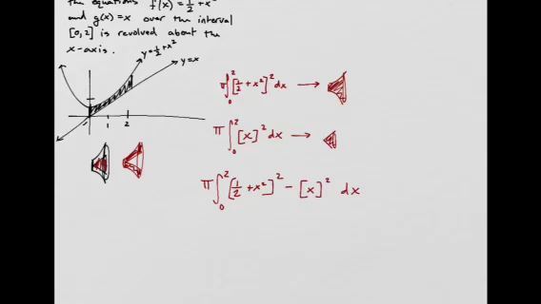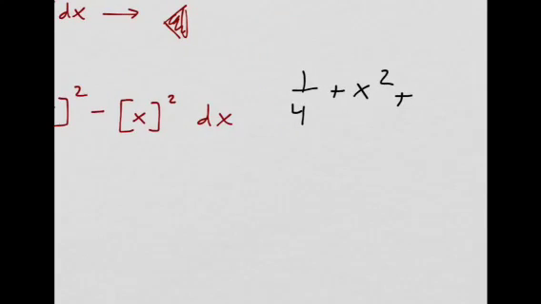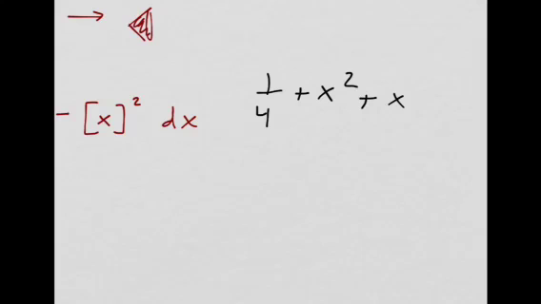Let's do this integral. 1/2 plus x squared quantity squared. That's just 1/4 plus x squared plus x to the 4th. I'm going to double check that. Yup, that's what it is. So I'll keep going.